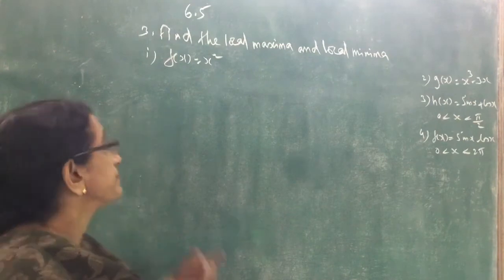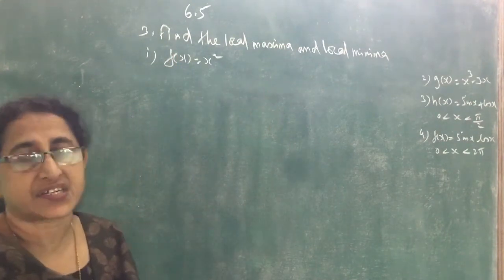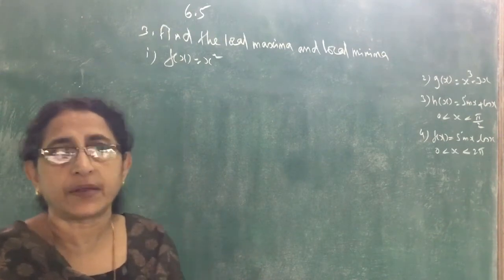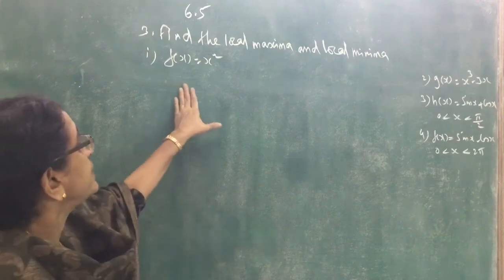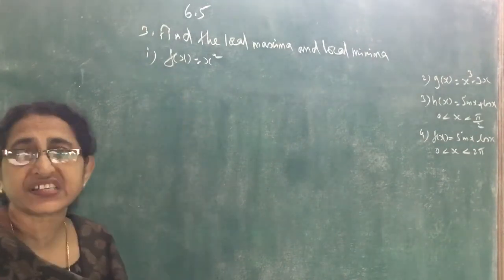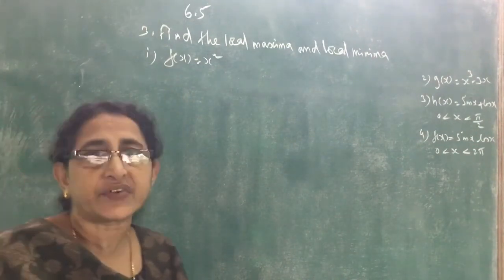6.5 third question. We have to find the local maxima and local minima of the functions. So we have to find the point of local maxima and point of local minima if there is any like that, and we have to find the corresponding value. So this is the function given, f of x equal to x square. We are going to use the second derivative test.